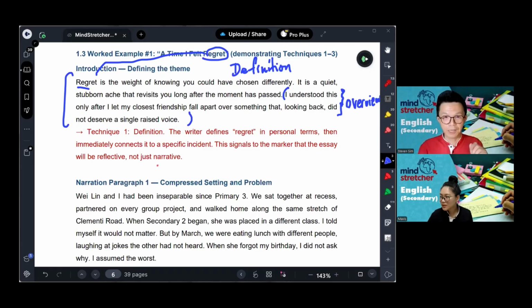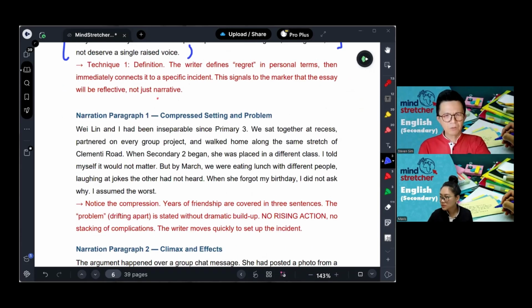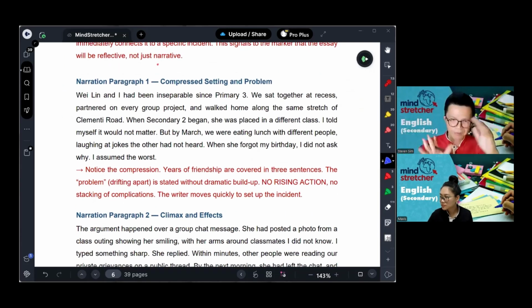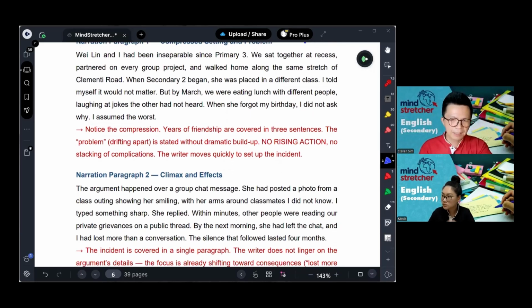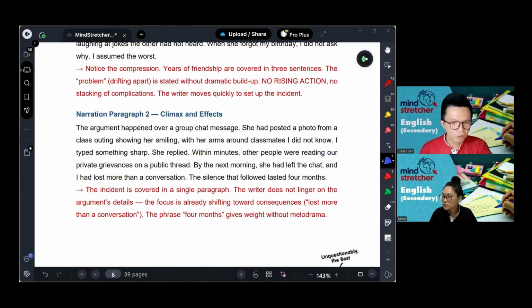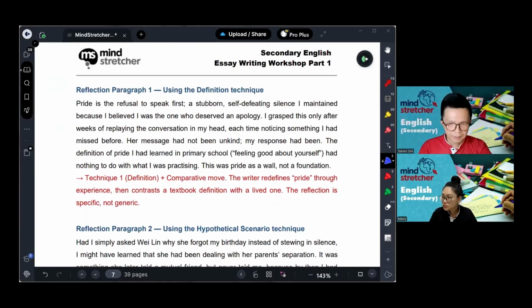Okay, so look at your model essays. In your narration paragraph one, you compress the setting. So it's all compressed. What you have here is reported speech. It's all reported speech. You don't have "I this, I that." Compress, compress. And then after that, the climax and the effects are also compressed. So there is no long dialogue showing all the argument. Just compress it. That's all.